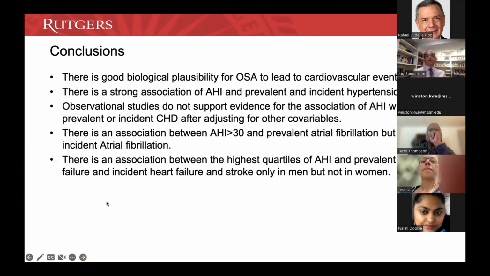So what do we have so far? We have shown there is good biological plausibility that sleep apnea can lead to cardiovascular events. I think there's enough data to suggest that there is a strong association of AHI with prevalent and incident hypertension. However, there is not enough evidence to support the association of AHI with either prevalent or incident coronary artery disease, adjusting for other covariables. There seems to be a suggestion that severe OSA, as determined by the AHI, is associated with prevalent AFib, but not necessarily with incident atrial fibrillation, and that the highest quartiles of AHI are associated with prevalent heart failure and incident heart failure only in men, not in women. Similarly true for stroke as well.